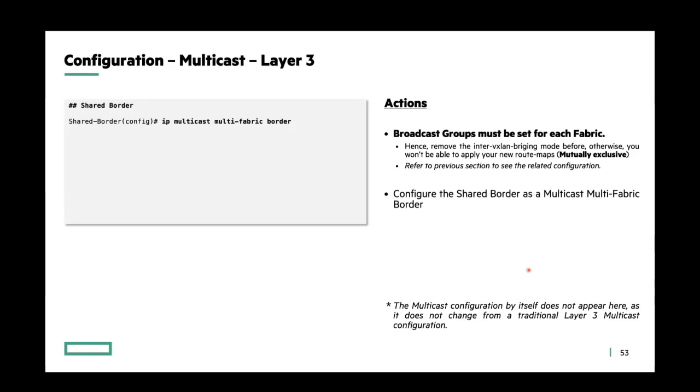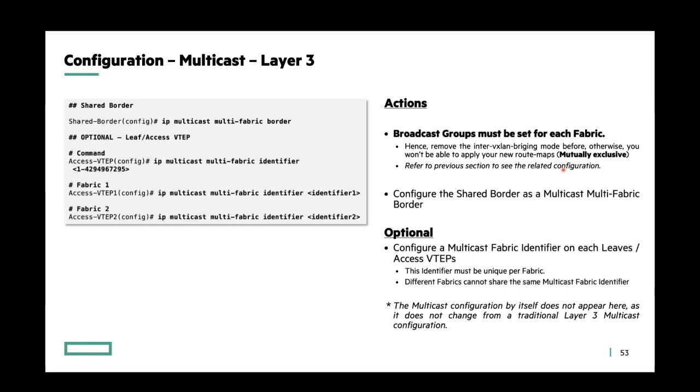Okay, so let's take a look now at the layer 3 multicast configuration. To configure the layer 3 multicast traffic forwarding, 2 steps have to be done. First, configure the shared border as a multicast border with this command line. And obviously do not forget, for it to work, that you need to configure the broadcast group as well. The second step, which is optional, is to configure a multicast fabric ID on each VTEP using the command lines that you can see here. On the edge VTEPs, you can use IP multicast multifabric identifier, and you set your identifier.